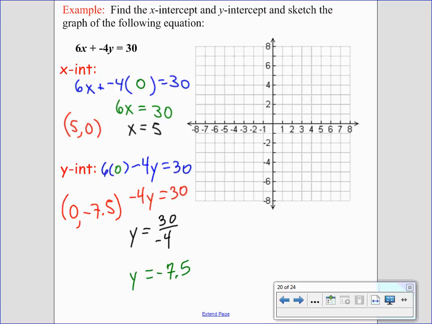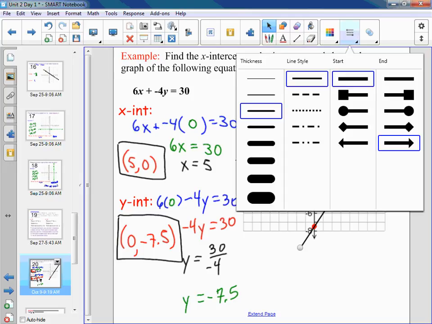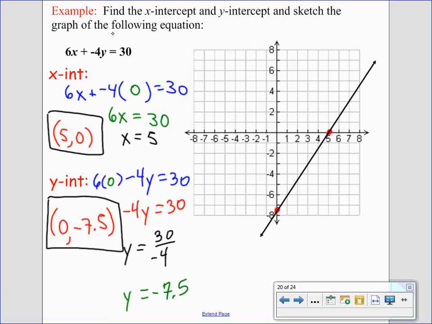Awesome. Let's plot these and sketch a graph. The x-intercept was 5, 0, so I'll go on the x-axis and plot my point. There's my 5, 0. The y-intercept was 0, negative 7.5, so I'll go down on the y-axis negative 7.5 units, and then we'll connect them. That's pretty sweet.